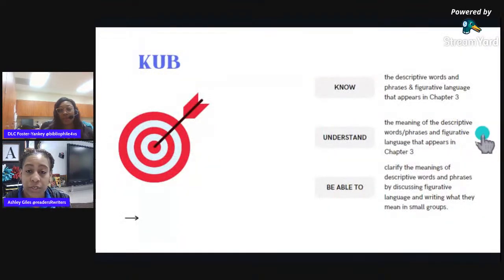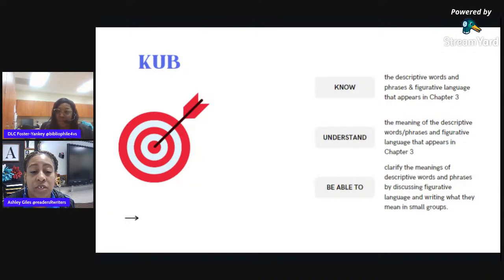From here, you're going to go to Cubs first, always. The students will know the descriptive words and phrases and figurative language that appear in chapter 3. So they're going to know it and be able to just say it: this is a simile, this is that. Then they're going to understand the meaning of the descriptive words and phrases and the figurative language that appear in the chapter.